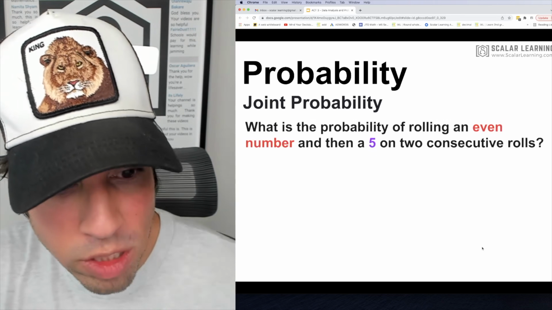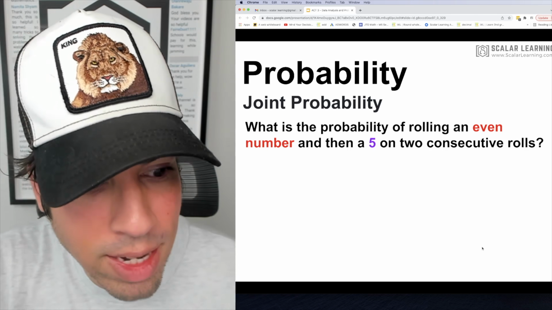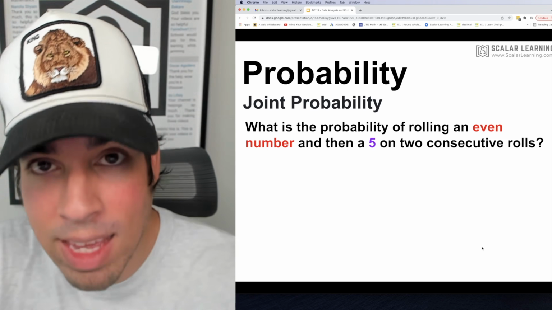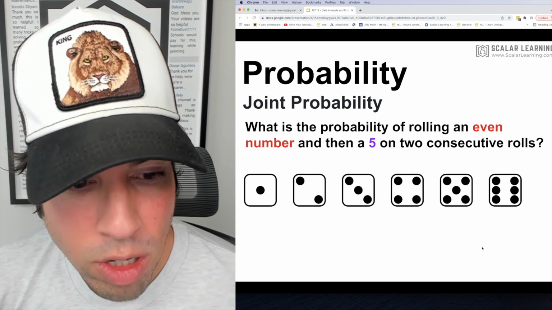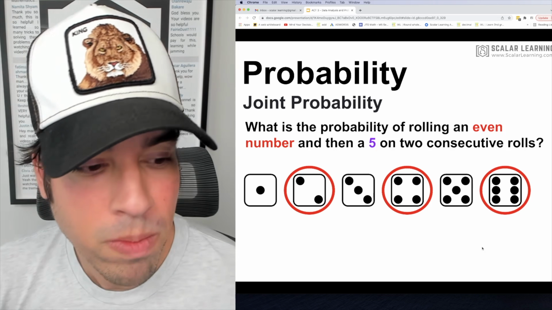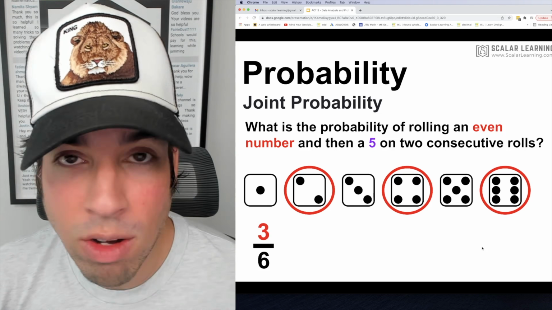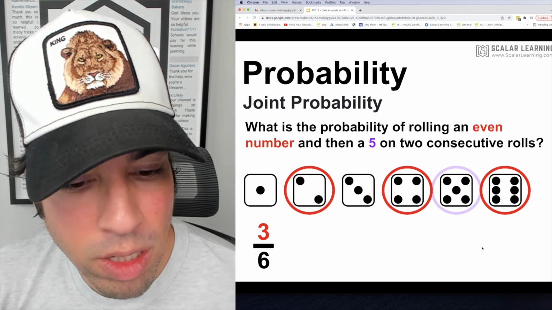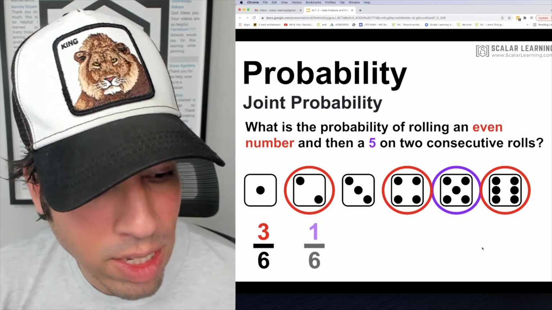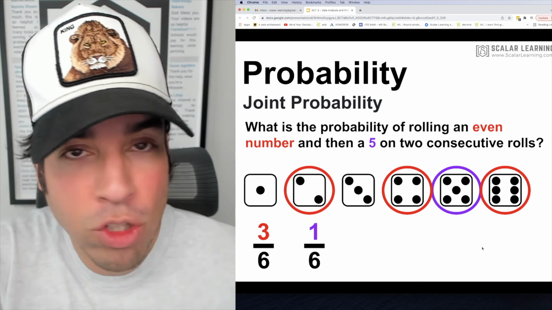So here's an example. What is the probability of rolling an even number and then a 5 on 2 consecutive rolls? So it's even and then a 5. So again, we've got 6 outcomes. We're going to take the probability of that first event, rolling an even number. So we've got 3 ways to win out of 6. Then we have to take the probability of rolling a 5. There's just one way to get that 5. That's 1/6. So those are my 2 probabilities.